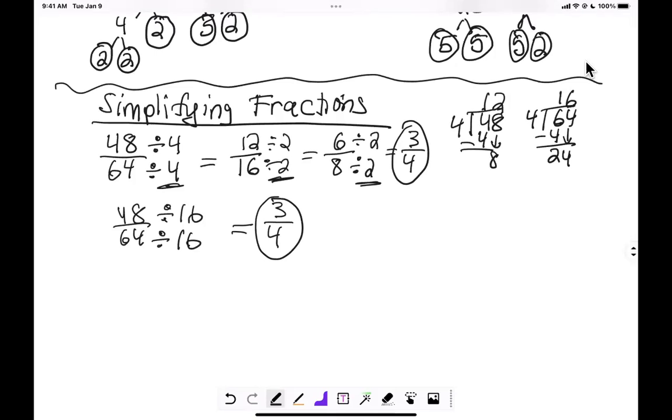I'm going to add something. We're going to add variables.